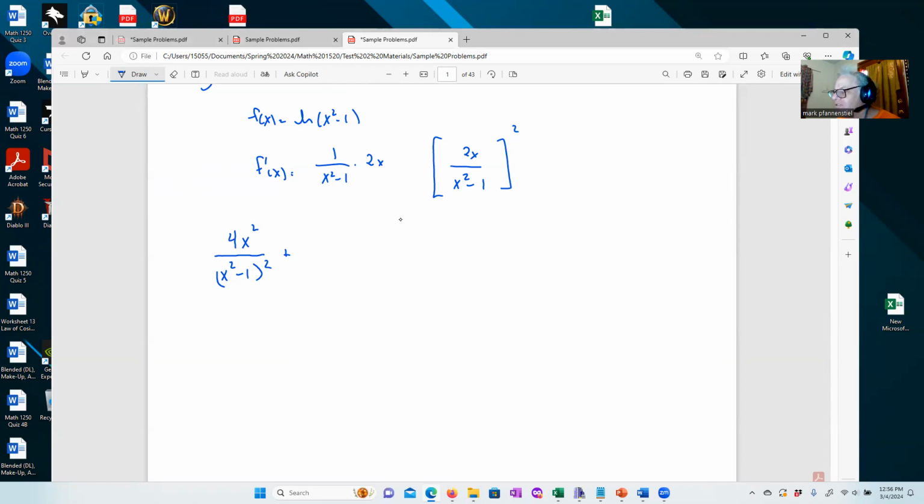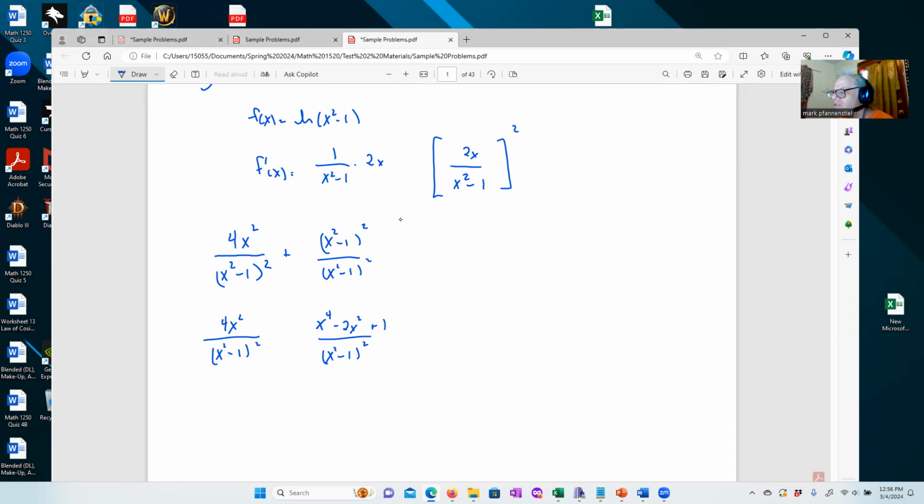We're going to have to add this to 1. But I'm going to write this as x squared minus 1, squared over x squared minus 1, squared. This is really 1, but I'm trying to set up to get a common denominator. So we're going to go ahead and FOIL this x squared minus 1 out. I'm not going to multiply out the denominator, so there's no point to doing that. So this is going to be x to the 4th minus 2x squared plus 1.